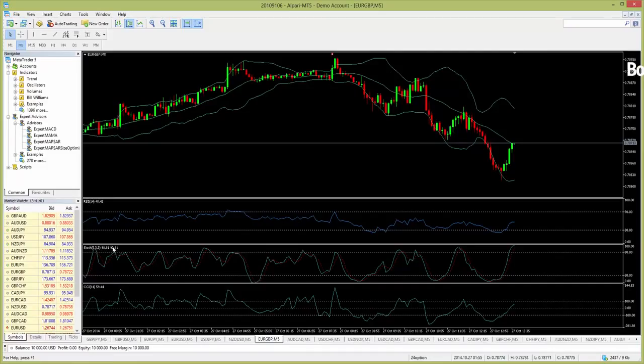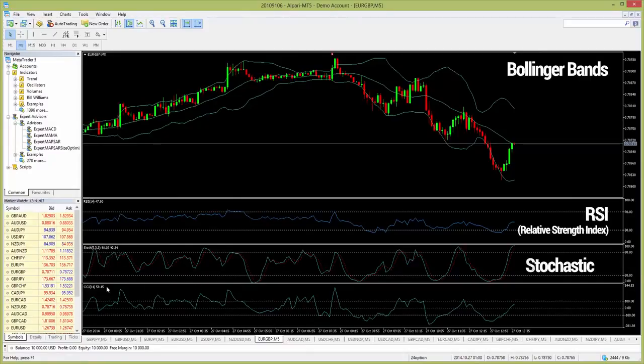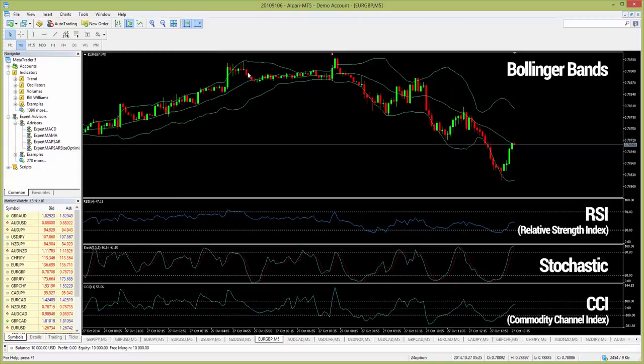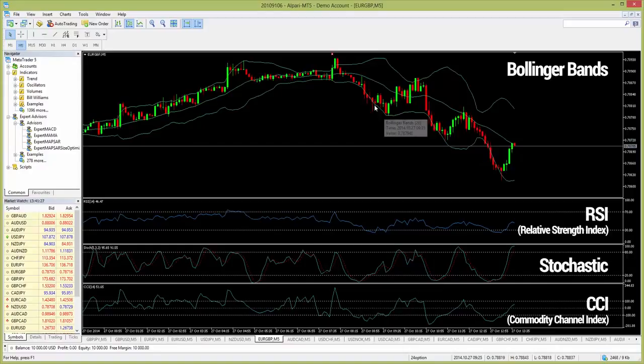The indicators I'm using are still the Bollinger Bands, RSI, Stochastic and CCI. And we're looking for extreme conditions in all of them. So in the Bollinger Bands, I want the candlestick to cross over the upper or lower Bollinger Band, depending on which way the price is going. If the price is going up, we're looking for a crossover in the upper band. If the price is going down, we're looking for a crossover in the lower Bollinger Band.